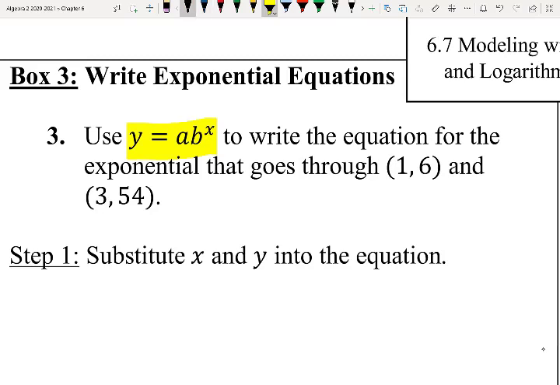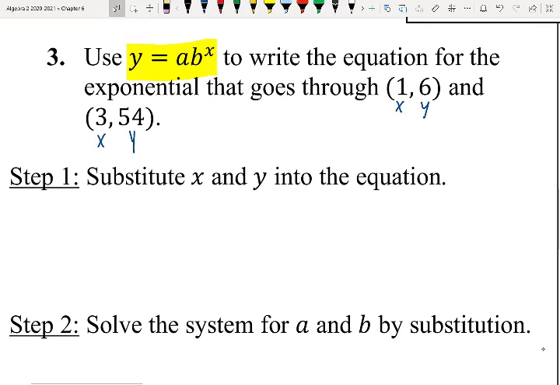The 2 data points that I'm given, (1, 6) and (3, 54), are x and y values that work when I plug them into my equation. So in step 1, like it says here, we're going to substitute x and y into the equation. For both of my 2 data points, I'm going to substitute 1 for x, 6 for y, and then 3 for x, 54 for y, into y equals a times b to the x power.